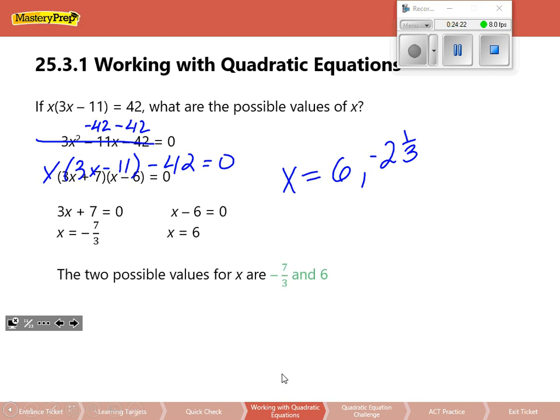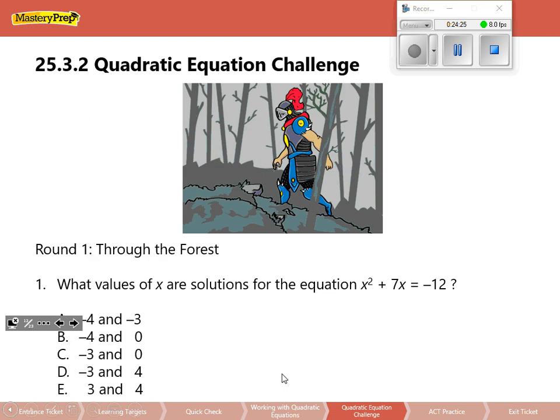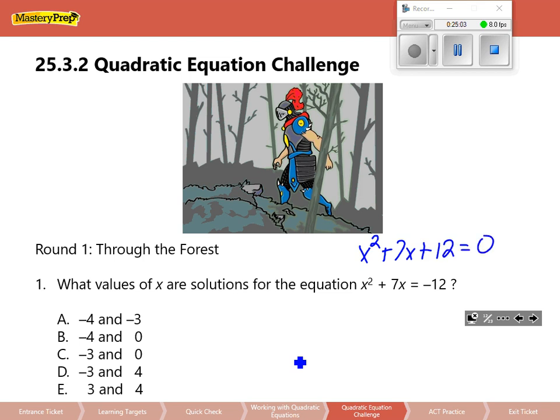And those are the two possible choices. All right, let's look at one where they actually give us answer choices. What values of x are solutions for the equation x squared plus 7x minus 12? So what would we need to do first? Add 12 to both sides, which would give us is equal to.